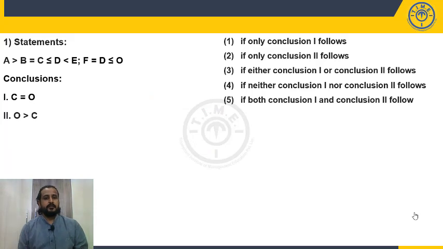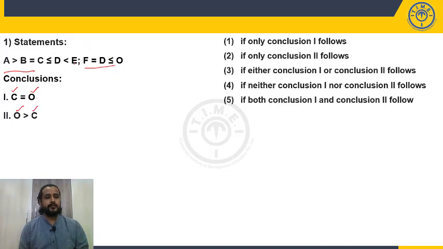Now we have two statements. A greater than B equal to C less than or equal to D less than E. F equal to D less than or equal to O. No need to read this complete statement and no need to waste your time. We want to focus on the given conclusions. The first conclusion is given between C and O. Even the second conclusion is also between O and C.